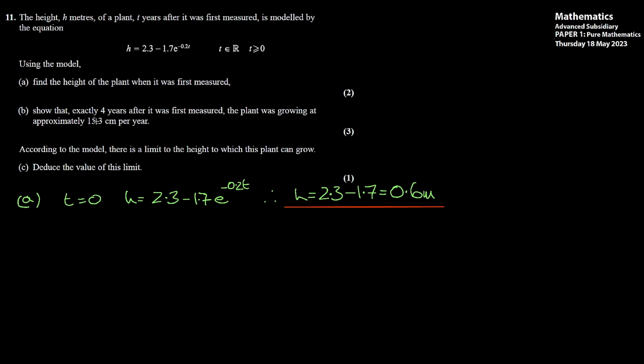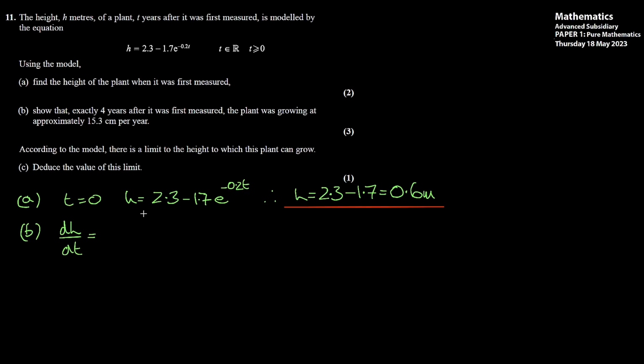Part B, show that exactly 4 years after it was first measured, the plant was growing at approximately 15.3 centimetres per year. Remember, our height is in meters, but we'll come to that problem later. Now, we're talking about a rate. That means how h is changing with respect to time. So we're going to have to differentiate this function and then substitute that t is equal to 4.